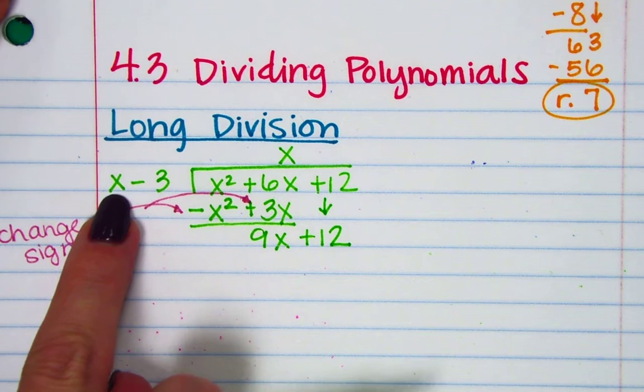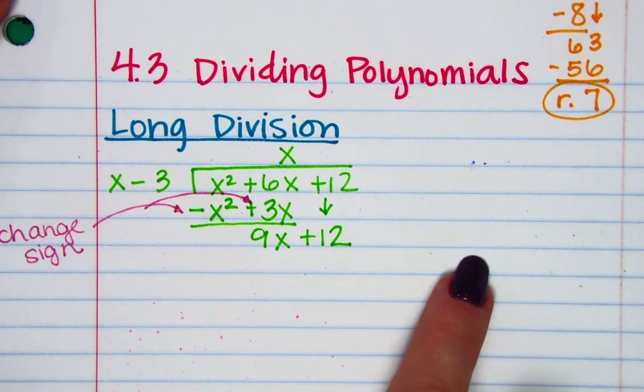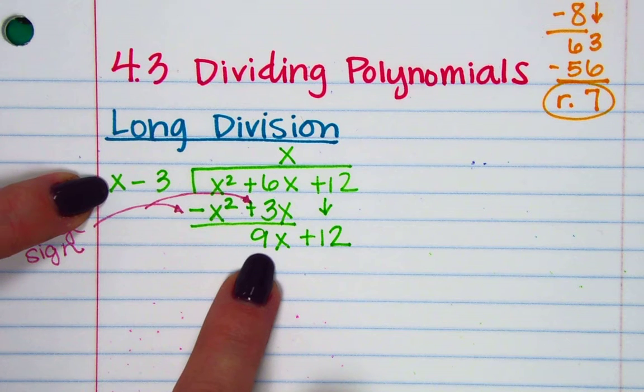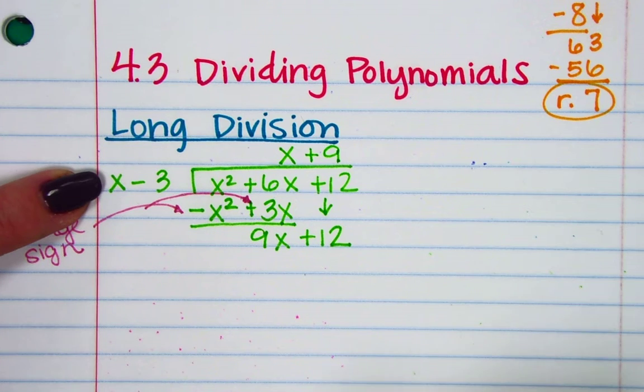Okay, so again, now I'm just looking at the x, and I'm just going to look at my first term, okay? Because we don't need to look at the whole thing, just the first things. X goes into 9x. X times what gives me 9x? 9, right? X times 9. So up here, I'm going to put a positive 9.